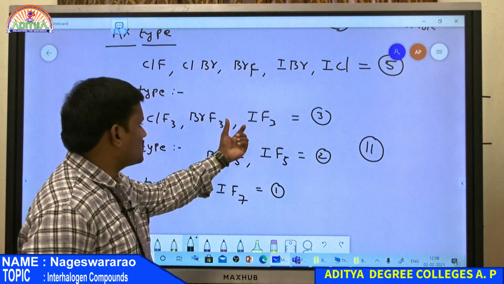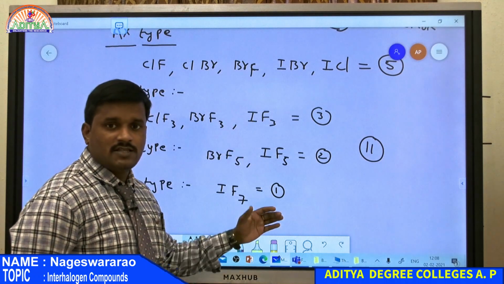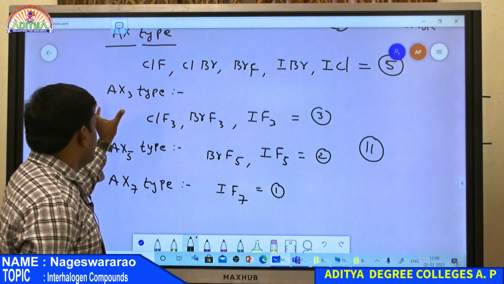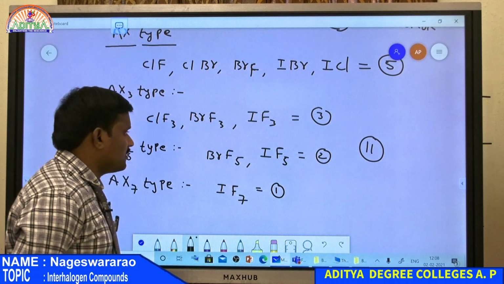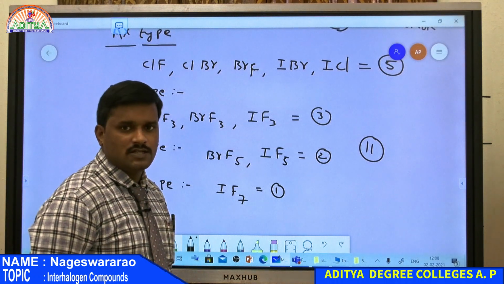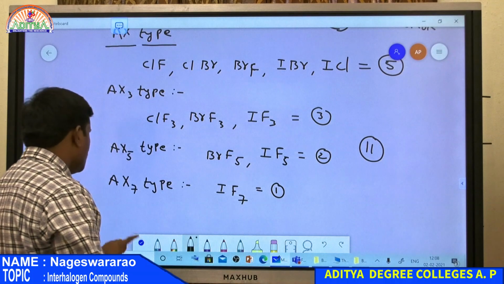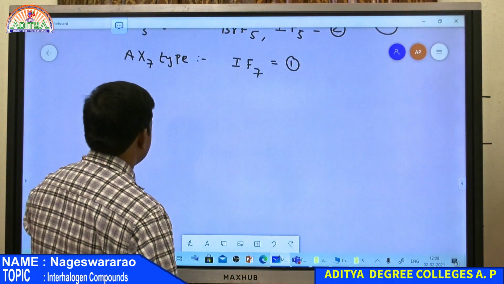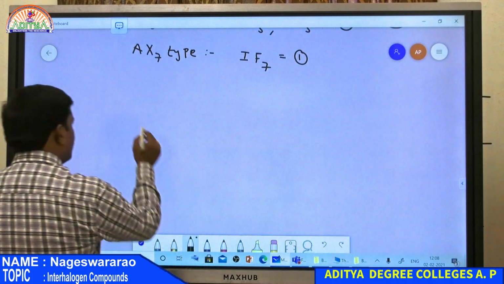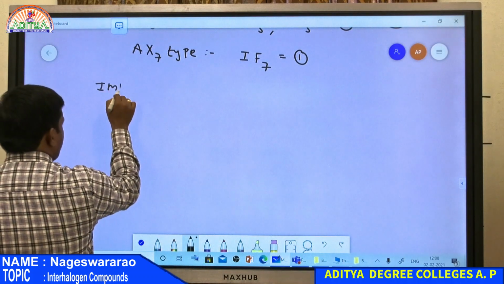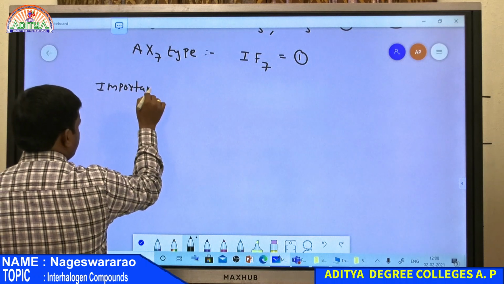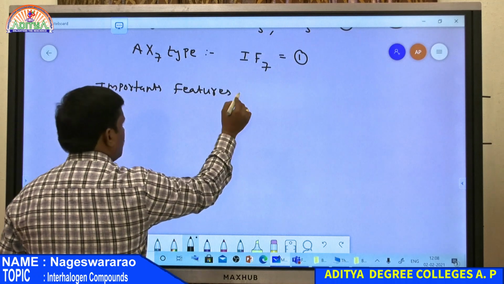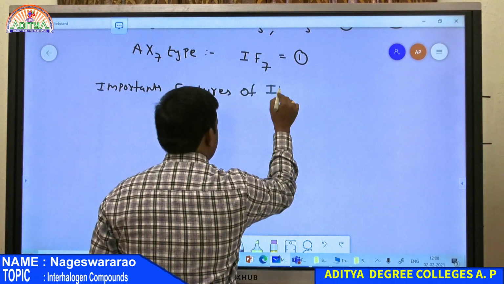One halogen is bonded with another halogen. There exist a number of interhalogen compounds in which AX, AX3, AX5 and AX7 are the classifications of interhalogens. So now, what are the characteristic properties of interhalogens, or important features? Important features of interhalogen compounds.